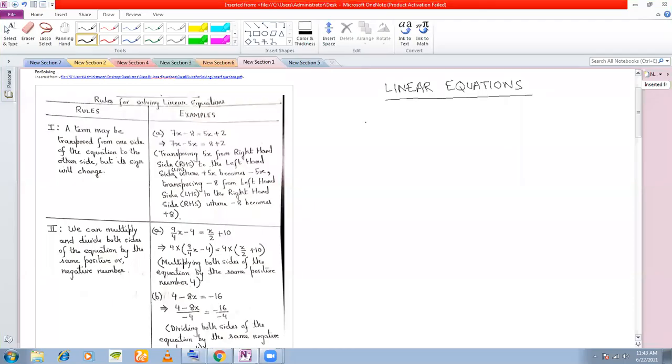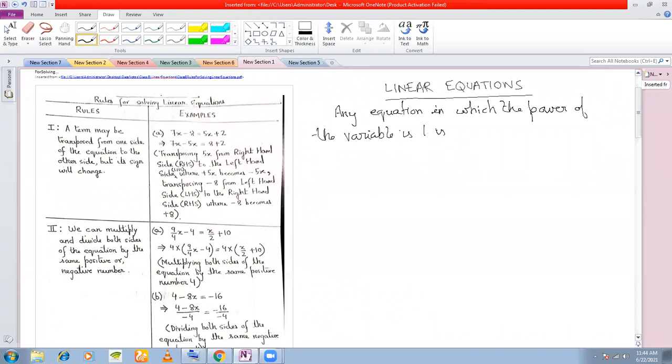The first question is, what is a linear equation? Any equation in which the power of the variable is 1 is called a linear equation.